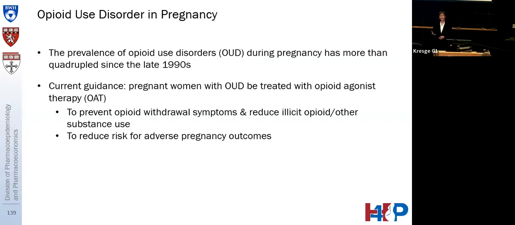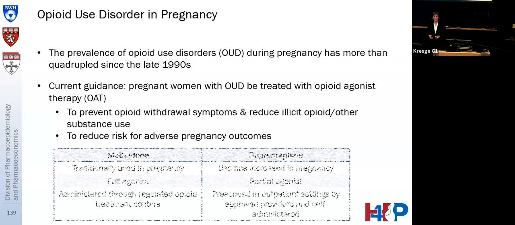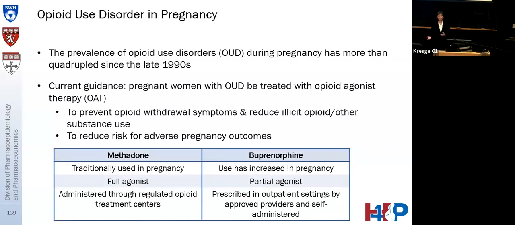And the current guidelines is for pregnant women with OUD to be treated with opioid agonist treatment for different reasons: to prevent opioid withdrawal symptoms, to reduce the risk of illicit opioid use and illicit use of other substances, and also to reduce the risk of adverse pregnancy outcomes. And currently, we have two treatment options available. On the one hand, methadone, on the other hand, buprenorphine.